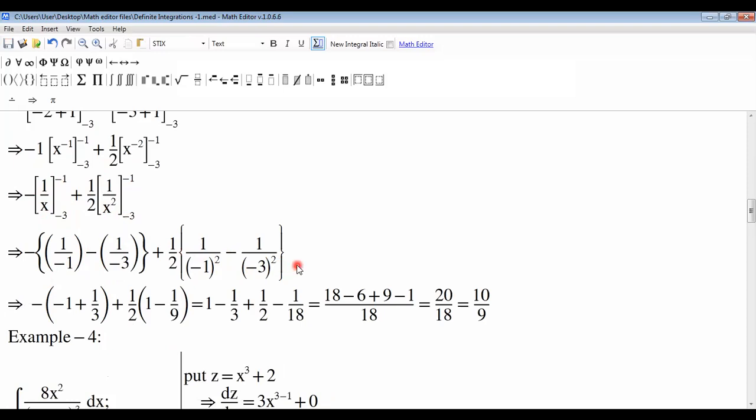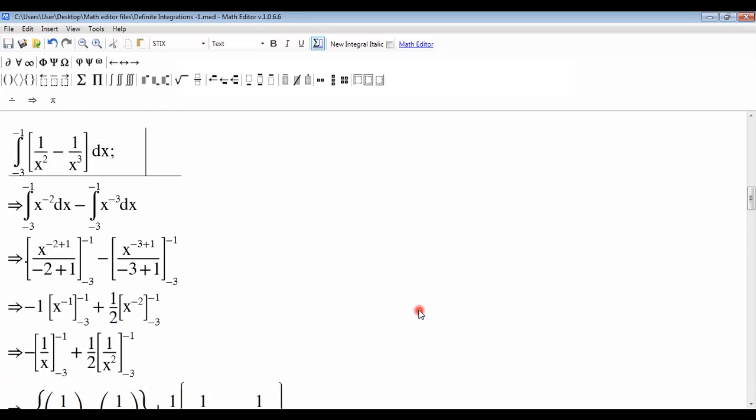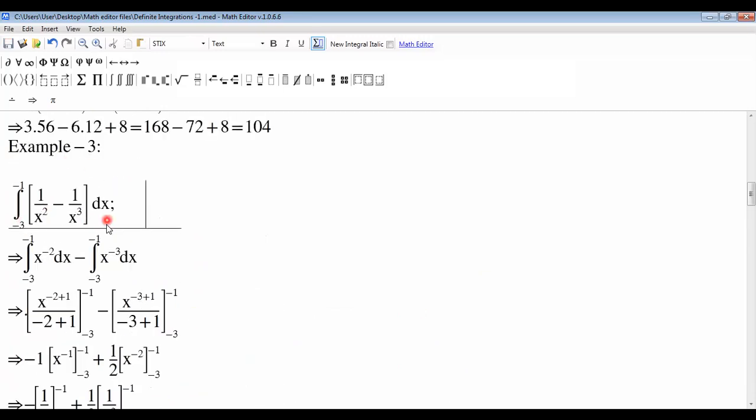After simplification, minus minus will be plus, so this is minus 1, plus 1 by 3, and plus half, and 1 by minus 1 square means only 1. Minus 1 square means 1. So this means what? 1 by 9, minus 1 by 9. So we get 1, minus 1 by 3, and half, and 1 by 18. After taking LCM 18, we get the result 10 by 3. 10 by 3 will be the value of this definite integral.